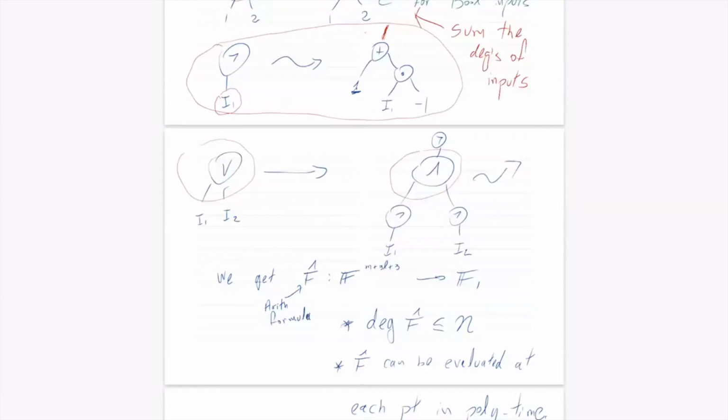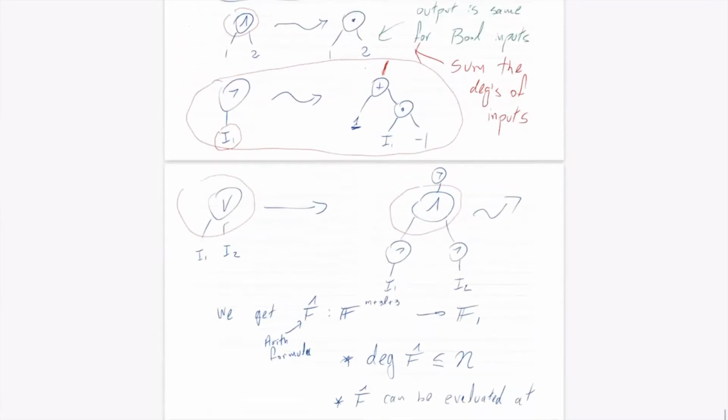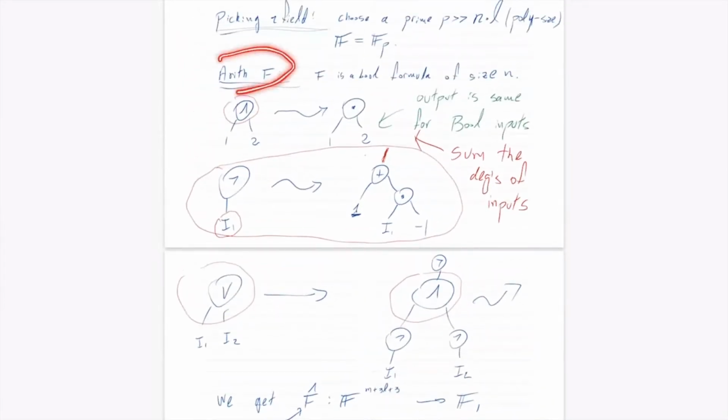So I don't get necessarily a formula for a multilinear polynomial, but still I get a formula whose degree is bounded by n, by the size of the original Boolean formula. And that is an important point. Right, so I replaced a Boolean formula by an arithmetic formula that computes some polynomial of smallish degree, bounded by n. And that's it. That's the arithmetization of the formula.